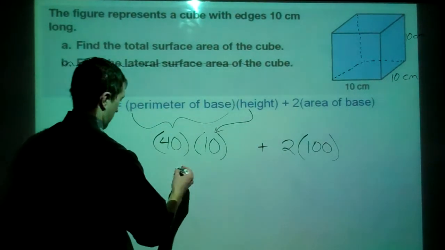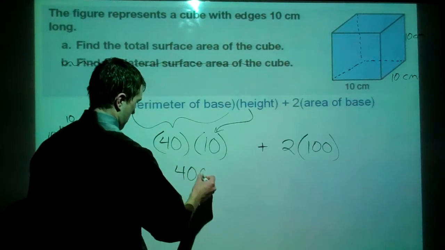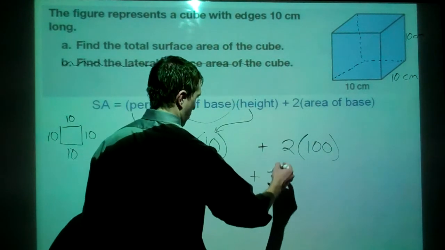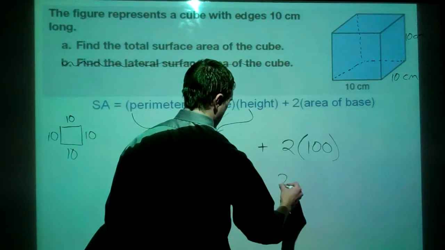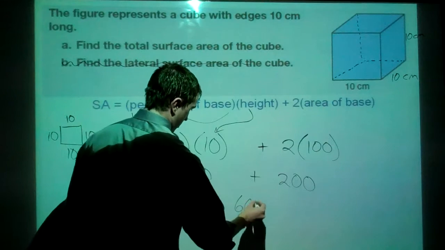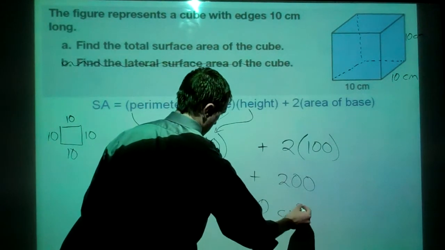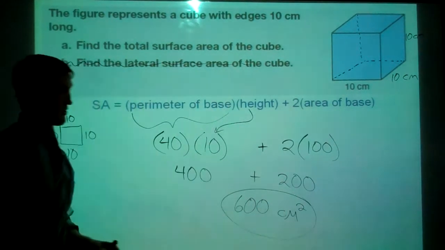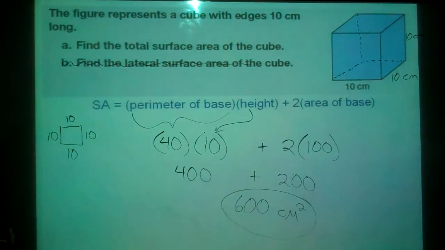So 40 times 10 is 400. We're going to add that to 2 times 100, which is 200. And then we go 400 plus 200, 600 centimeters squared. And we still get the same answer that we got before, except we use the formula this time.